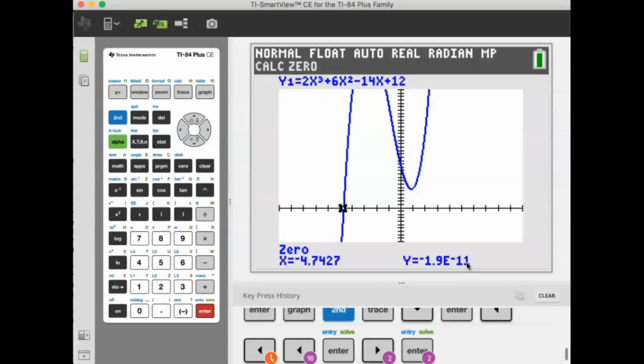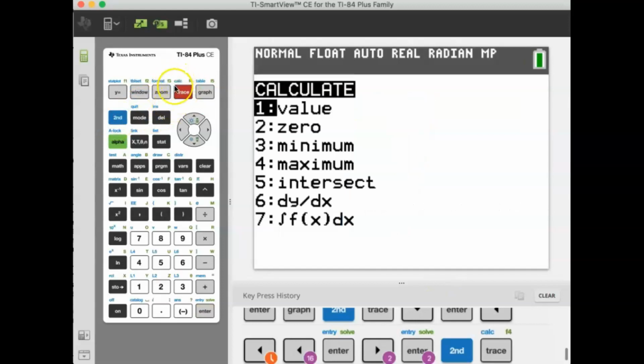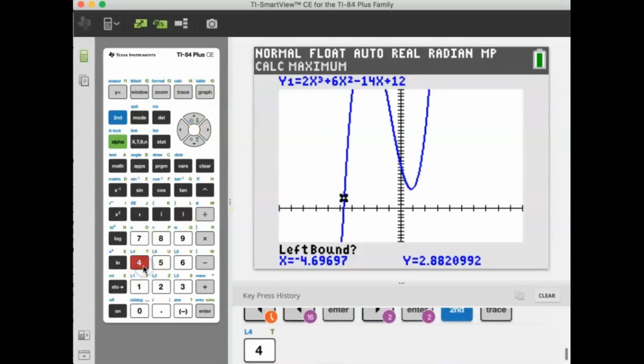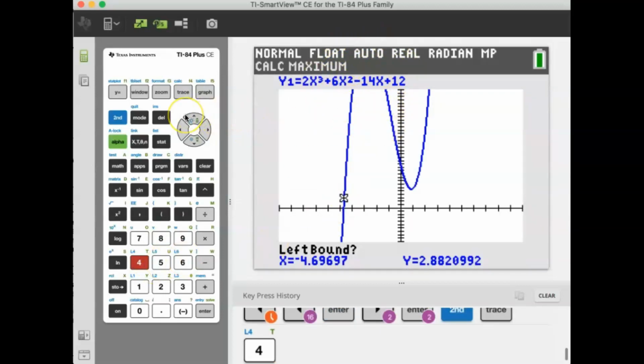All right, we are also asked to find the relative min and the relative maximums. So I am also going to hit second trace for the calculator function. And let's go ahead and search for the maximum first. Maximum is number 4. And I can see that the relative max is going to be right up here because that's where my graph has a turning point that changes from increasing to decreasing.